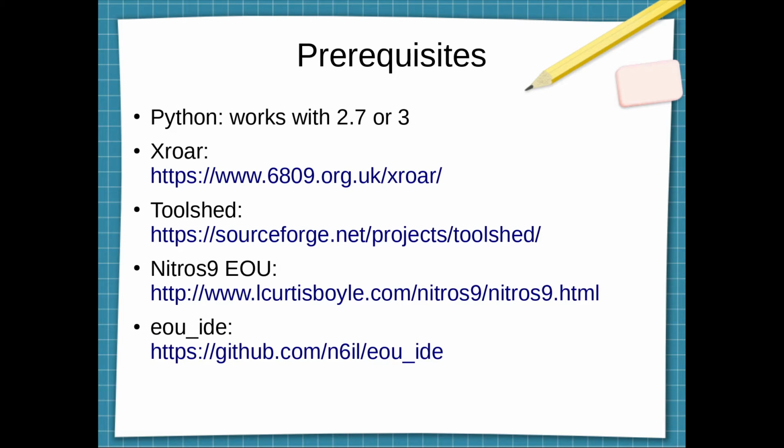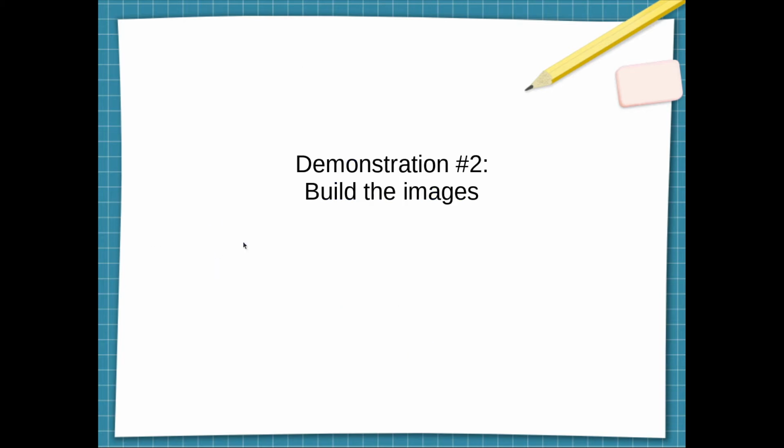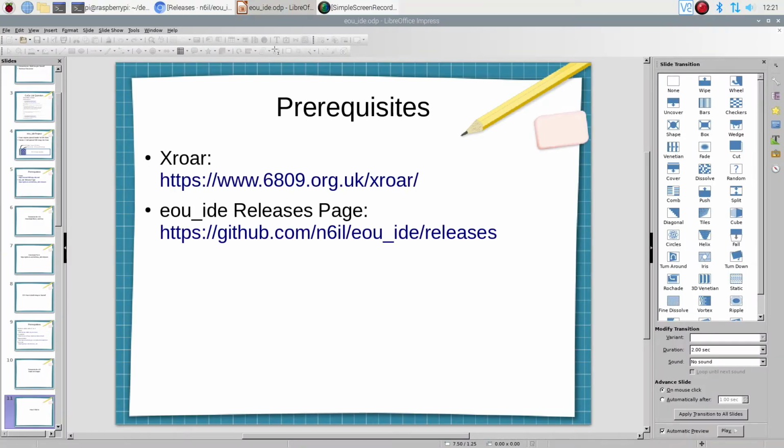You of course need XRoar. You need a toolshed project because those tools are used to create the disk images. You need NitrOS 9 ease of use. And of course, you need EOU IDE. So on my machine here, which is CocoaPi, I already have Python, and I already have XRoar, and I already have toolshed. I've already downloaded NitrOS 9 ease of use, so let's go straight into the second demo where I'm going to show you how to build these disk images.